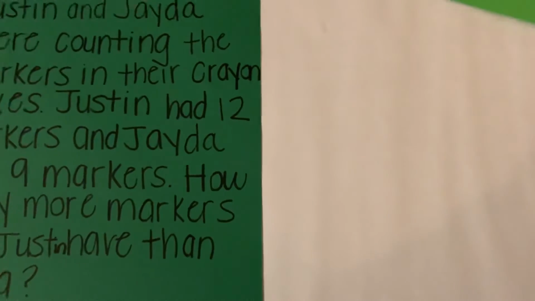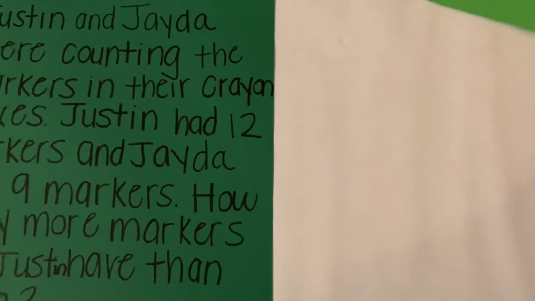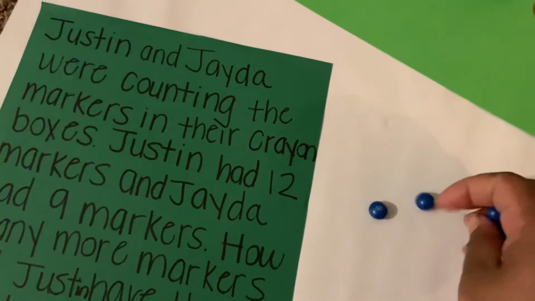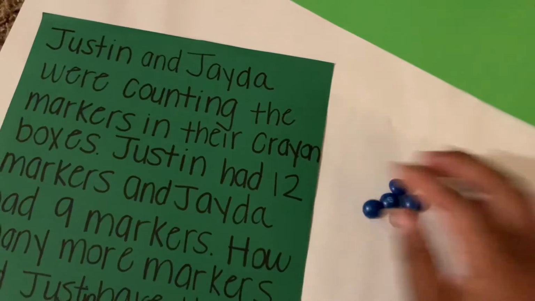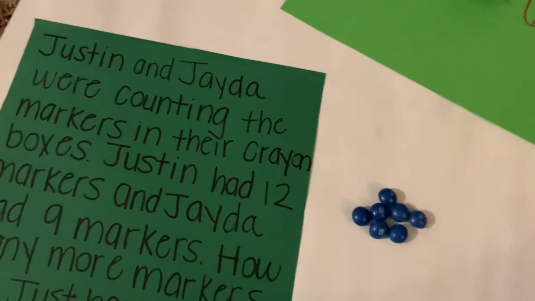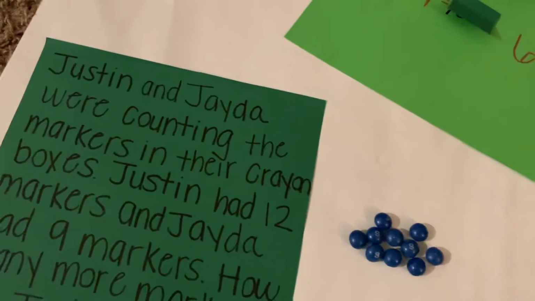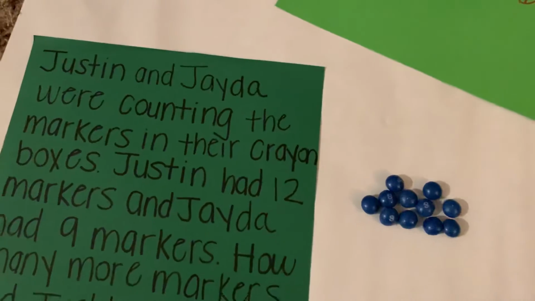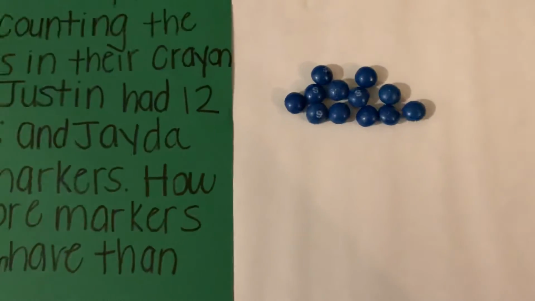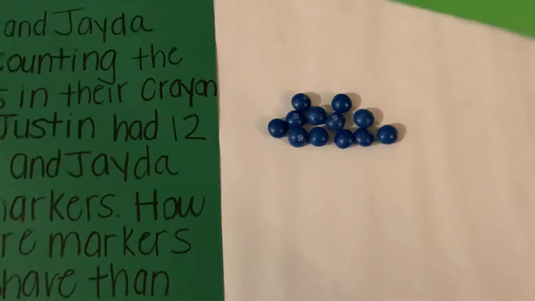Okay, so we said Justin had 12 markers. So we'll just use the candy to represent our markers. So let's see. 1, 2, 3, 4, 5, 6, 7, 8, 9, 10, 11, 12. So we have 12 blue Skittles representing Justin's 12 markers.